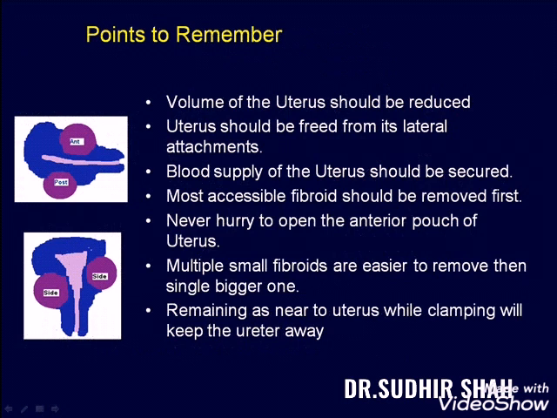Points to remember: volume of the uterus should be reduced. Uterus should be freed from its lateral attachments. Blood supply of the uterus should be secured. Most accessible fibroids should be removed first. Never hurry to open the anterior pouch of the uterus. Multiple small fibroids are easier to remove than a single bigger one. Remaining as near to the uterus while clamping will keep the ureter away.